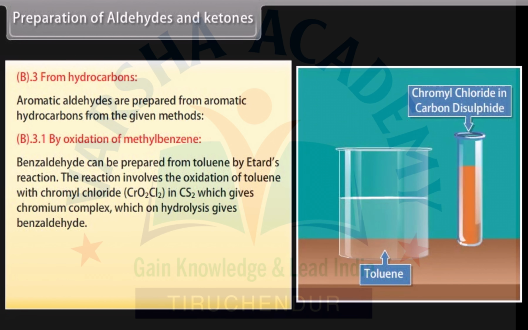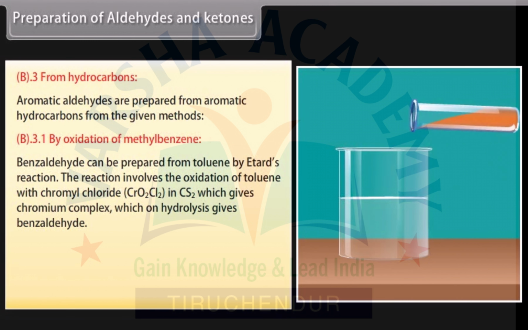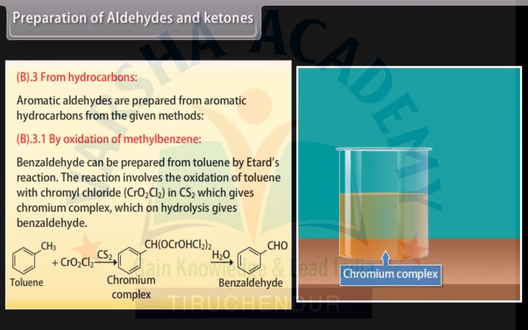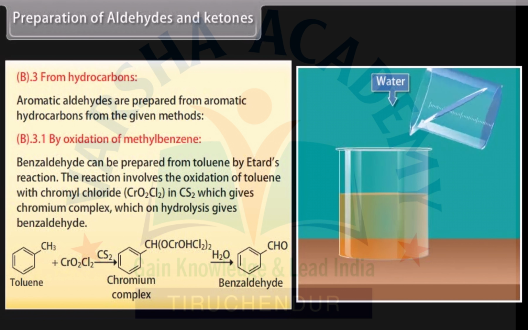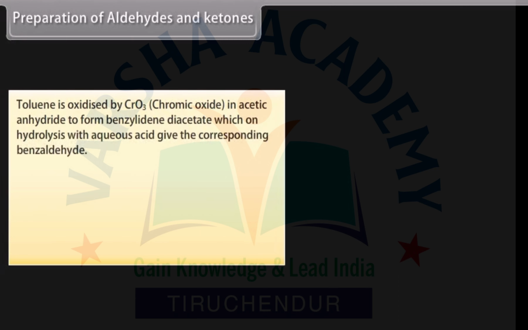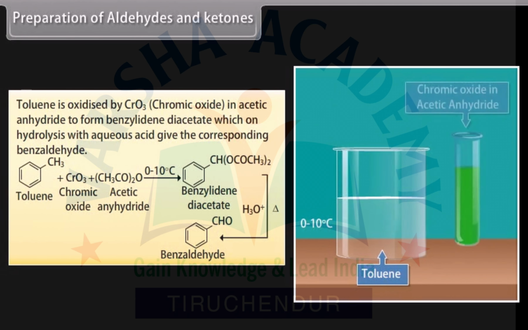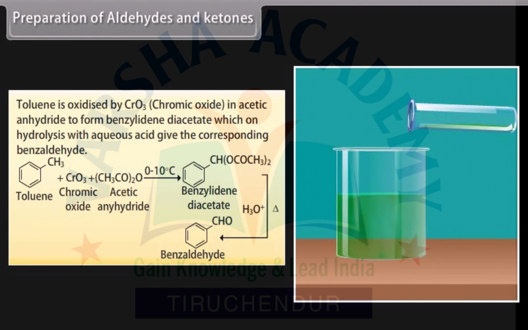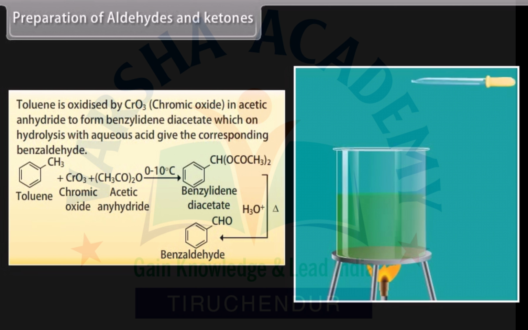Benzaldehyde can be prepared from toluene by the Etard reaction. The reaction involves the oxidation of toluene with chromyl chloride in carbon disulfide, which gives a chromium complex, which on hydrolysis gives benzaldehyde. Toluene is oxidized by chromic oxide in acetic anhydride to form benzylidene diacetate, which on hydrolysis with aqueous acid gives the corresponding benzaldehyde.